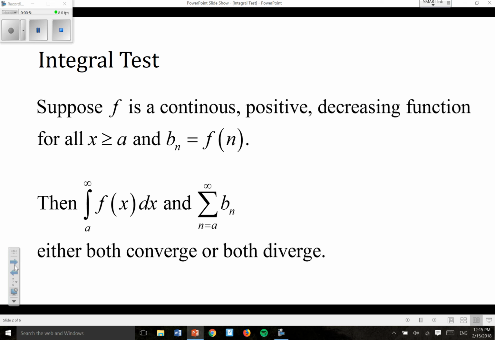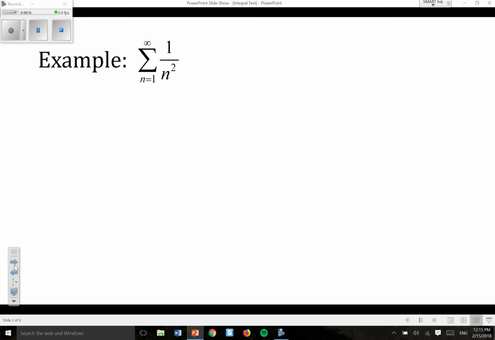This is probably really confusing to read right now, but I think it'll make more sense when we look at this first example. So let's start with an example that we already know whether it converges or diverges. If we look at 1 over n squared, we already know this converges by the p-series test. Now, however, we're going to prove it by the integral test.